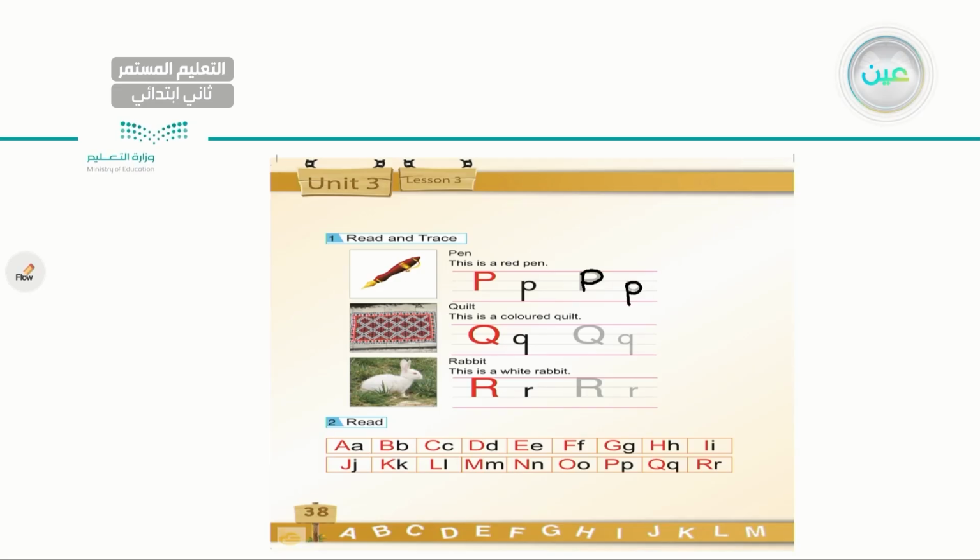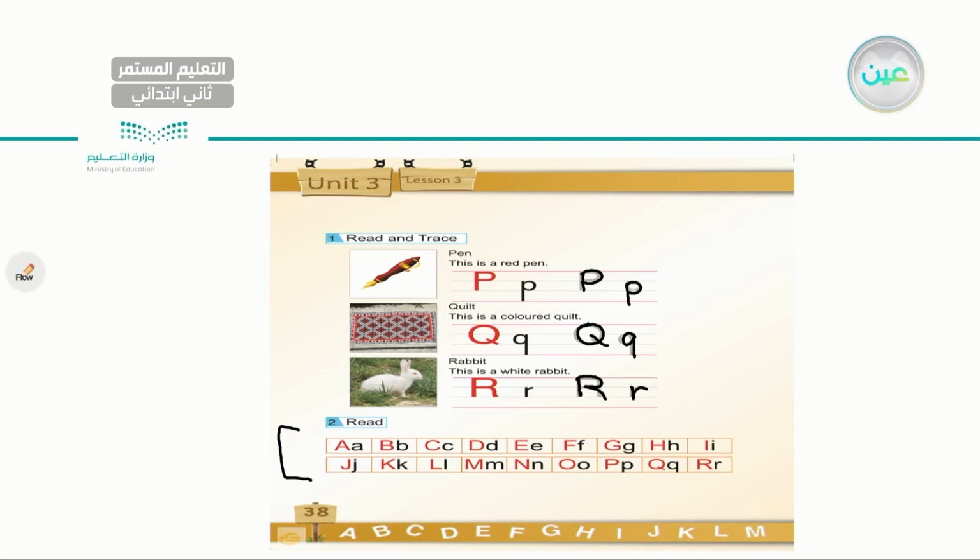Pen. Next letter, I have quilt, Q. This is a colored quilt. Now, as you can see, I have capital and small q. Trace and copy. Last letter, I have letter R, rabbit, capital R and small r. Rabbit, red, ring, and so on. Okay? And I have all the letters below, capital and small.